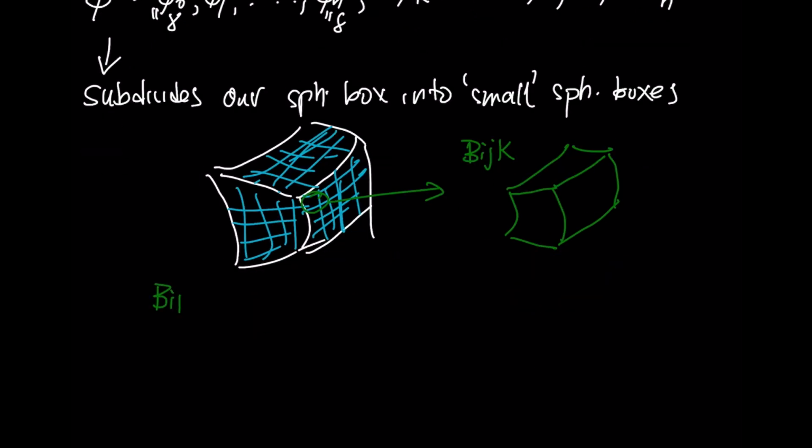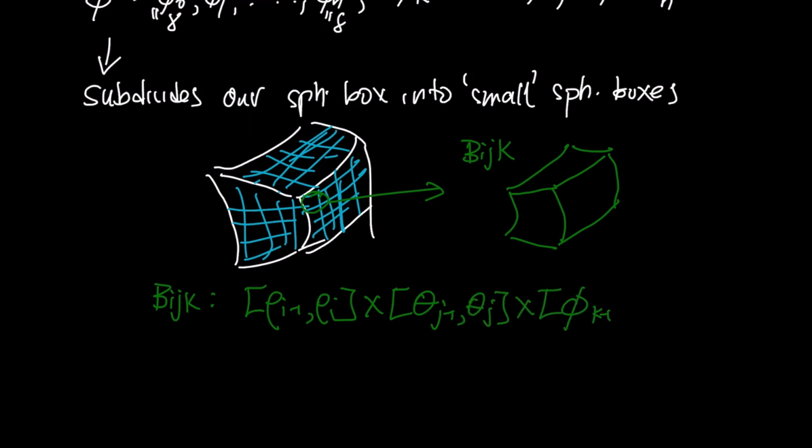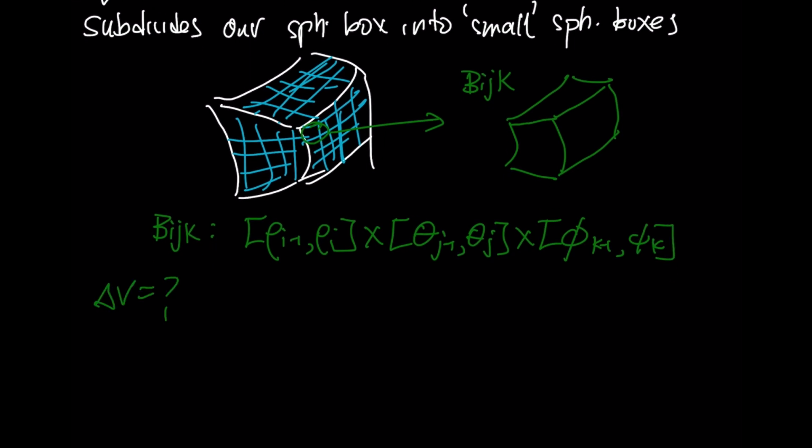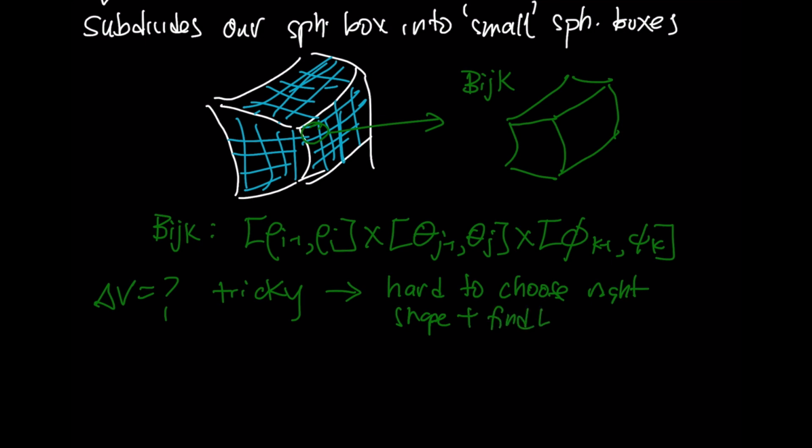Now, this box B_ijk we can think of as the Cartesian product from rho i minus 1 up to rho i, with theta j minus 1 to theta j, and then phi k minus 1 to phi k. This is the mathematical description of all the different points in this box. Now, our goal here is to determine what the volume of this box is. Unfortunately, it's going to be very hard to choose the right shape and find the lengths. We're going to take a little bit of a roundabout route.